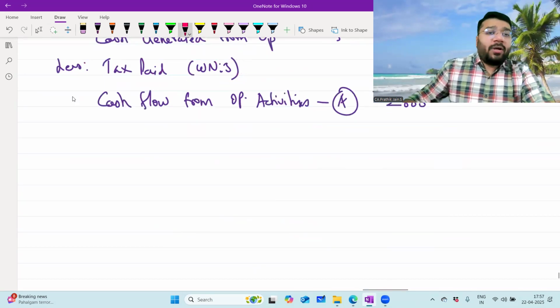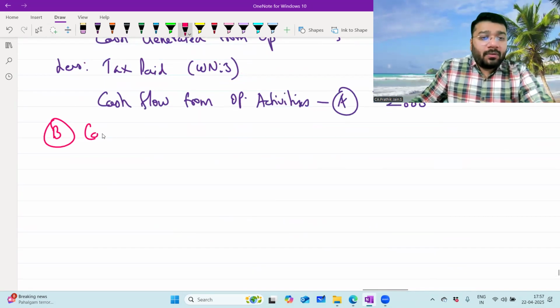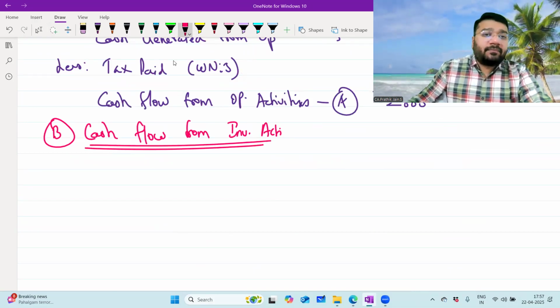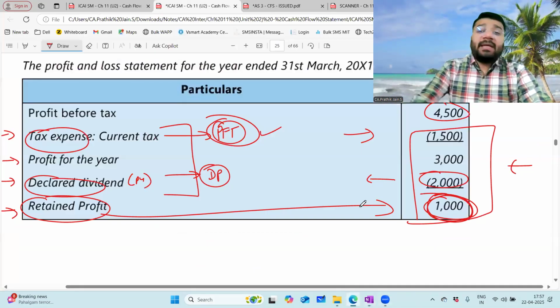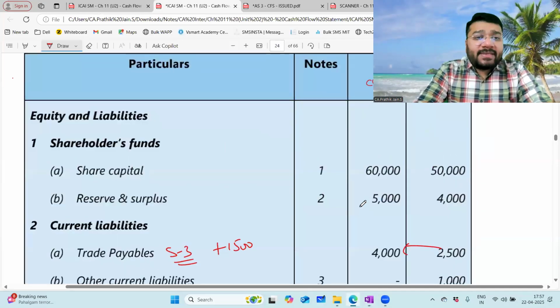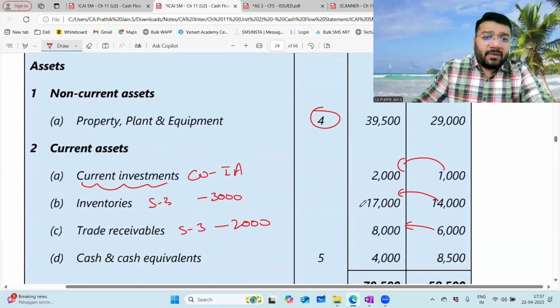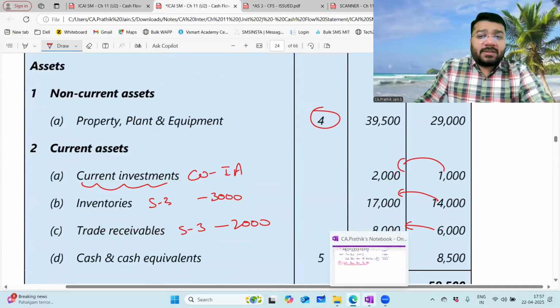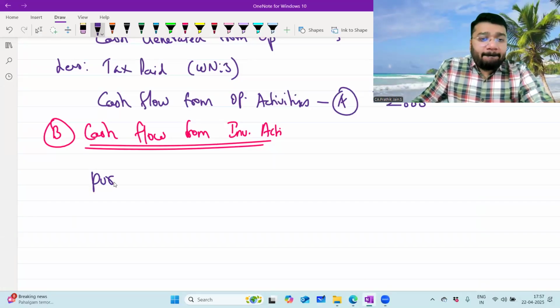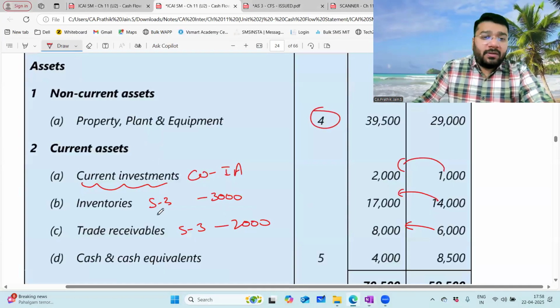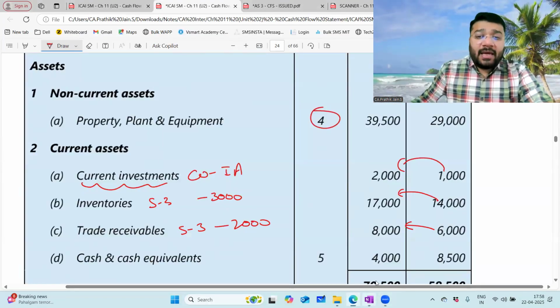Done. What is next? Cash flow from investing activities. Let's go to the beginning of the balance sheet. Any investing activity here? No. Yes, here: purchase of investments. How much? 1,000. It's cash outflow, be careful. You have to put it in brackets.